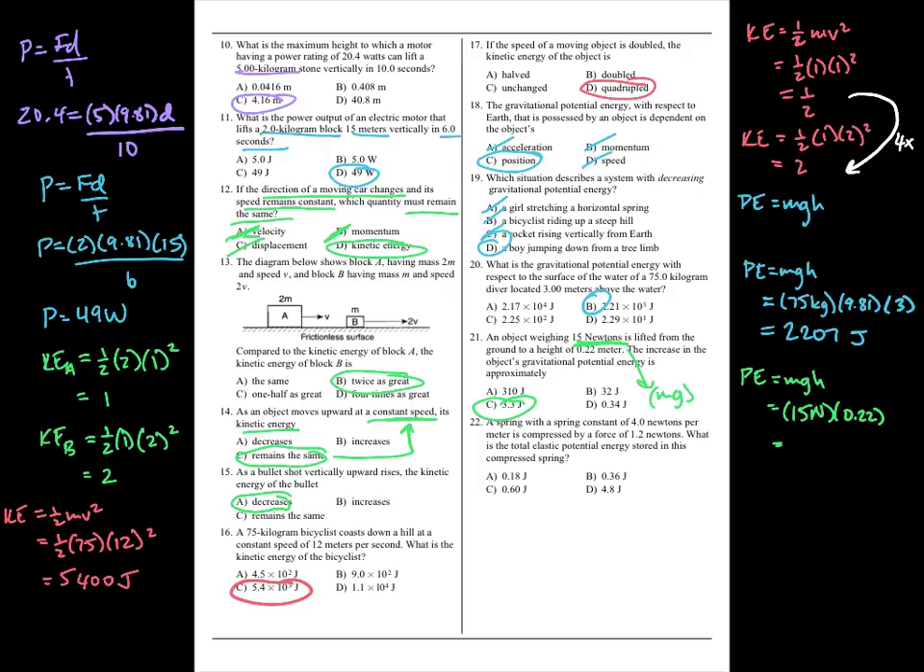Number 22. Now we're looking into spring potential energy. Let's use purple because I like purple. It's the color of royalty and regalness.